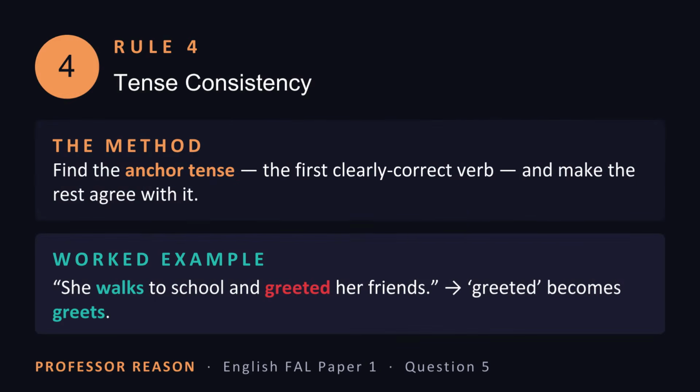Rule number 4, tense consistency. Question 5 will hand you a sentence with a tense error to fix. Find the anchor tense, the verb that's clearly correct, and make the rest agree. For example, here's the sentence. She walks to school and greeted her friends. The anchor verb is walks. That is present tense. So, greeted becomes greets.